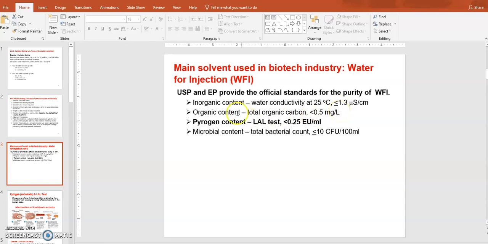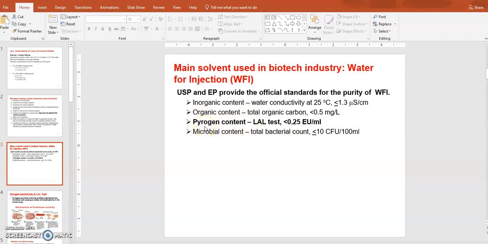Okay, and then another important thing, microbial content, any living cells that can be found in water. Of course, that's not allowed. So you'll have very little amount of living cells present there. Total bacterial count, it'll be less than 10 cells. So a colony forming unit is basically number of cells. Less than 10 cells will be allowed for every 100 milliliter. That's very little.